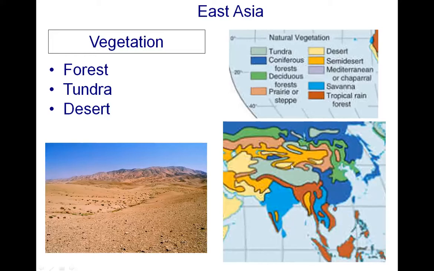The same with some of the tundra areas where it's very cold because of higher elevations, and some of the subarctic areas related to Mongolia, and deserts also. There are several deserts, the Gobi Desert in China, for example, and many semi-desert and semi-arid areas in terms of vegetation.